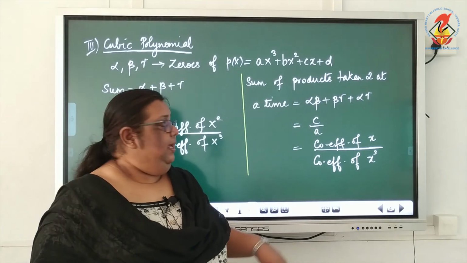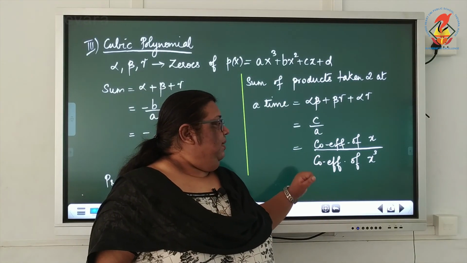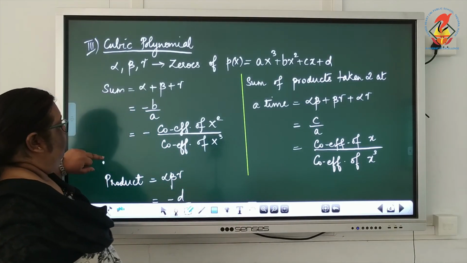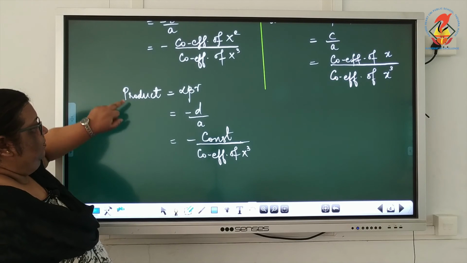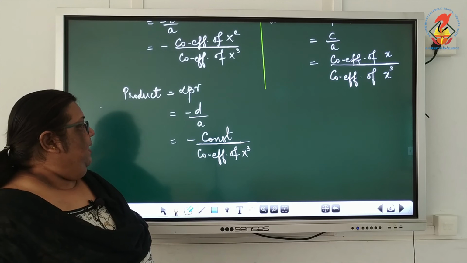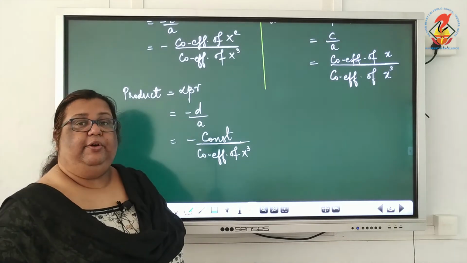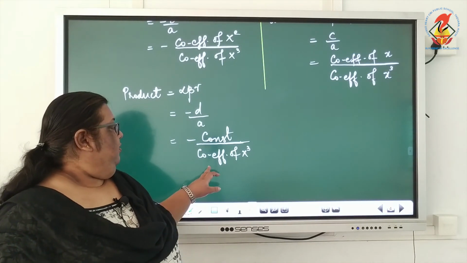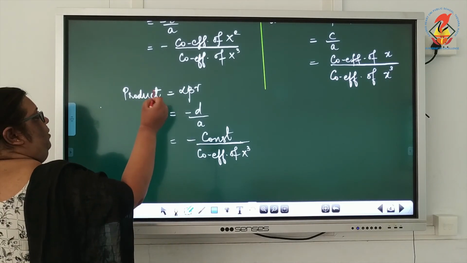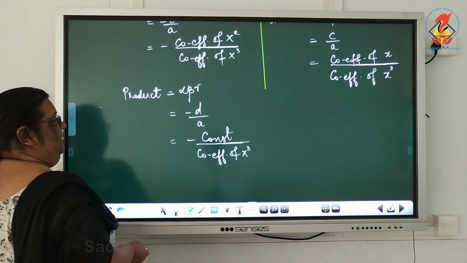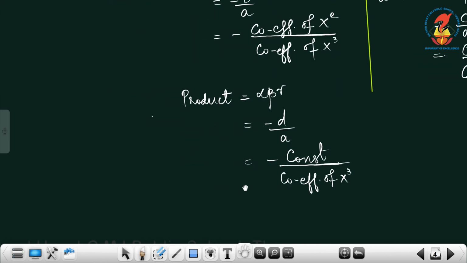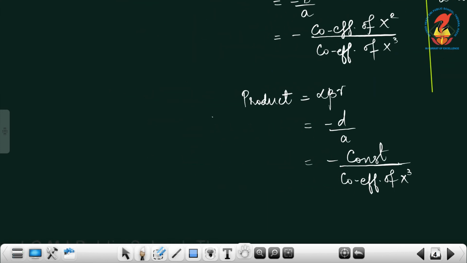And what is c by a equal to? Coefficient of x by coefficient of x cube. And the product of the zeros alpha, beta, gamma is the same as minus d by a, which is equal to minus of constant term by coefficient of x cube. So, the relationship between the product and the coefficients is given here. When we do problems, you will understand it more.